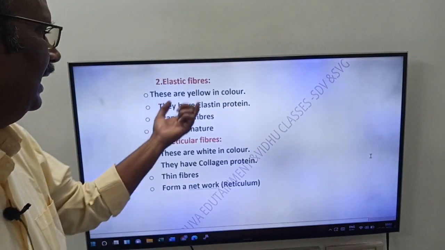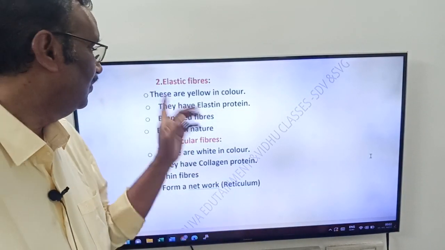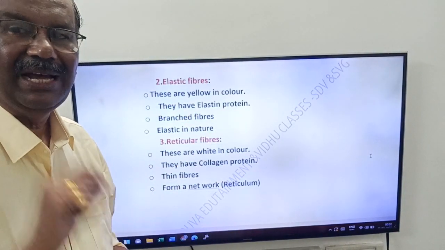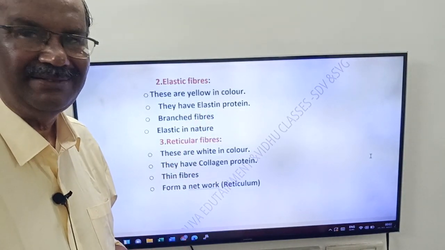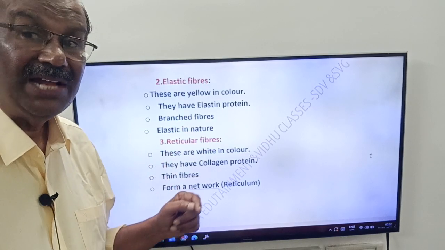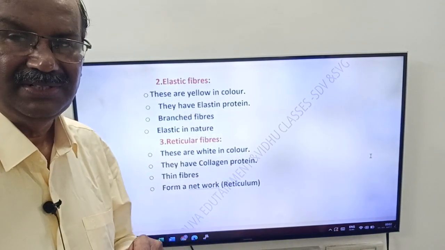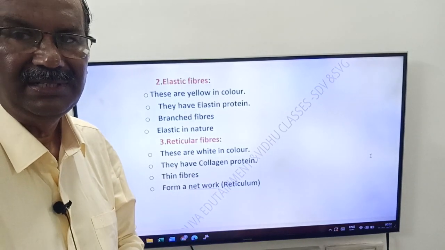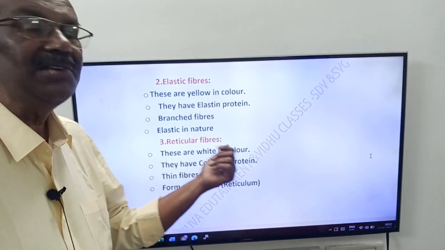See friends, elastic fibers, yellow elastic fibers. So what is their color? They are yellow in color. They have a protein. What is that? Elastin protein. These are branched fibers. See friends, collagen fibers are unbranched. They have collagen. Here, these are branched fibers. These are elastic in nature.